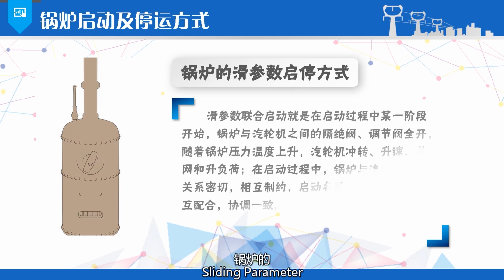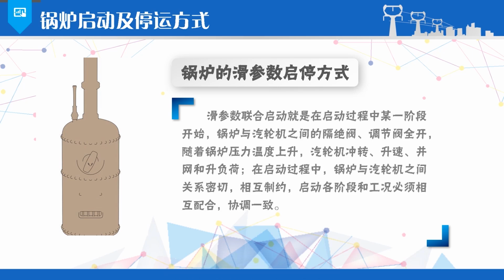1. Sliding parameter startup and shutdown methods for boilers. Sliding parameter combined startup refers to the process where, starting from a certain stage during the startup, the isolation valves and control valves between the boiler and the turbine are fully opened. As the boiler pressure and temperature rise, the turbine is sped up, accelerated, synchronized to the grid, and loaded during the startup process. The relationship between the boiler and the turbine is close and mutually restrictive. The startup phases and conditions must be mutually coordinated and consistent.